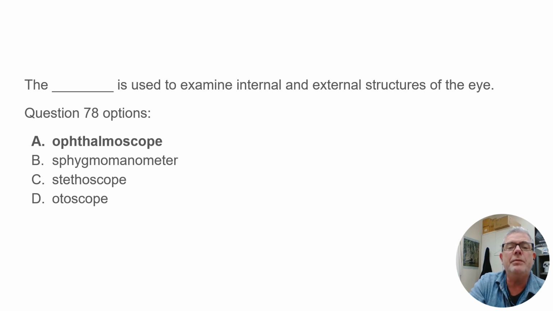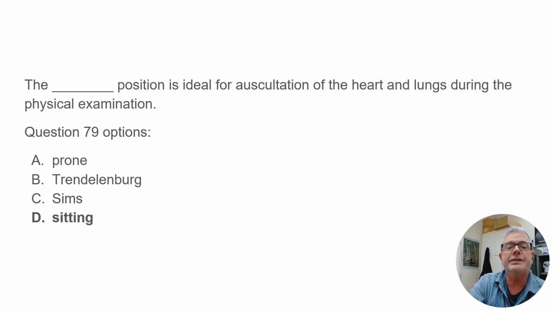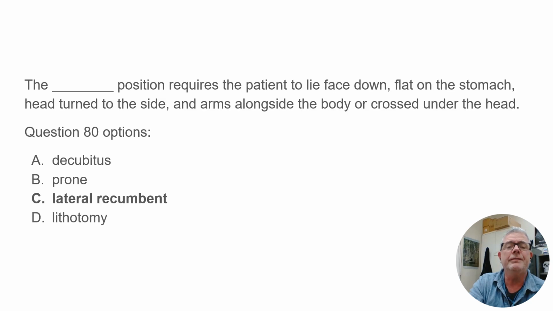An ophthalmoscope is used to examine internal and external structures of the eye. The sitting position is ideal for auscultation of the heart and lungs during the physical examination. Can't really auscultate lungs adequately if a patient is lying down. The lateral recumbent position requires the patient to lie face down, flat on the stomach, head turned to the side, arms alongside the body or crossed under the head.